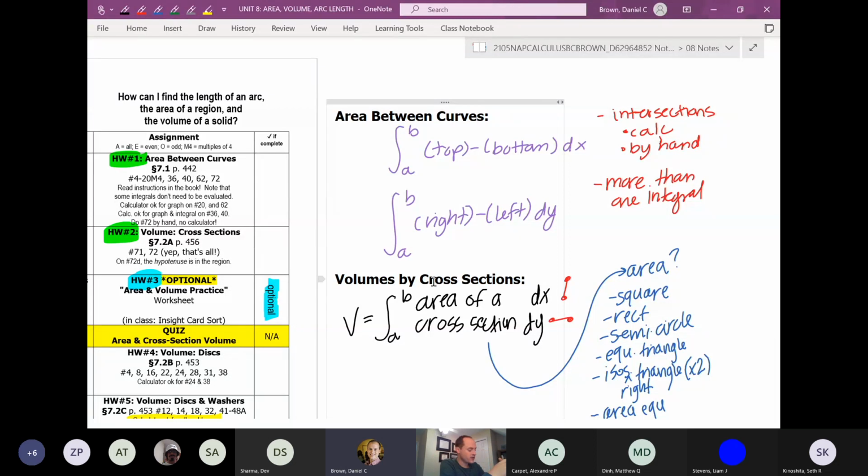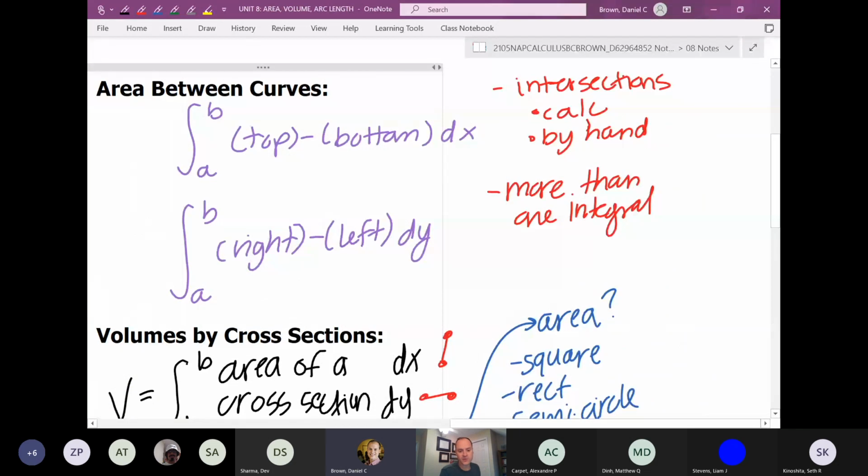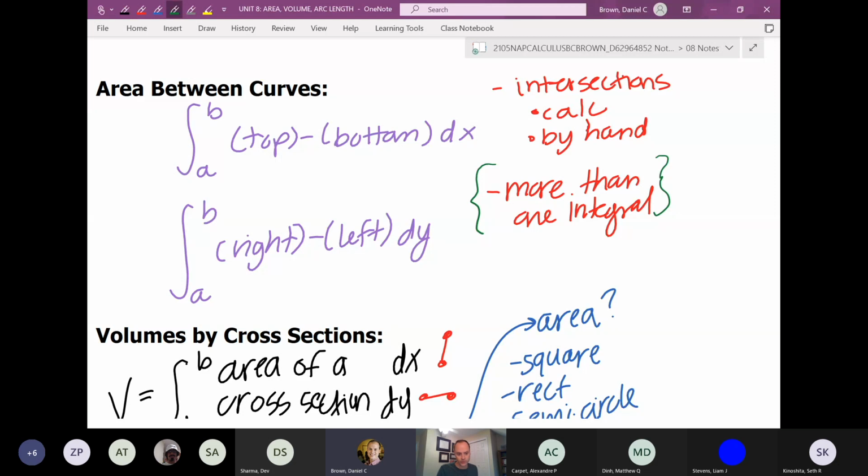We started out this unit talking about area between curves. We had two formulas for area, whether we're doing it in terms of dx or dy. Things I would expect you to know for your test tomorrow are, of course, finding the intersection point, either by hand or with the calculator, and determining when you're using more than one integral. That seemed to be not a common mistake, but it is a major mistake when it's made. So make sure you review when an area would require two integrals or just one integral.